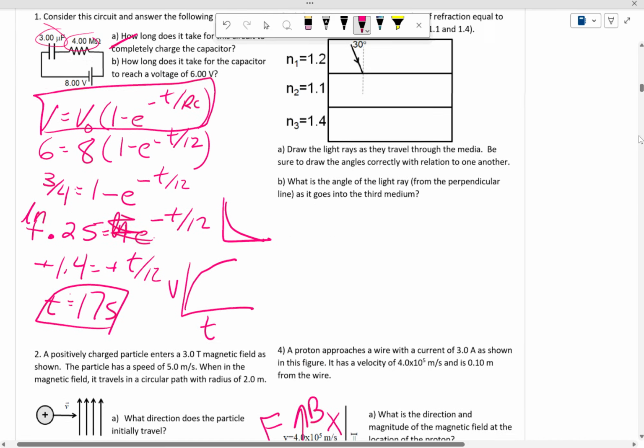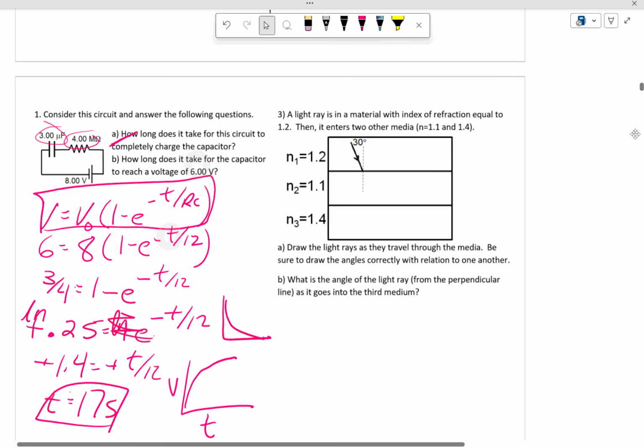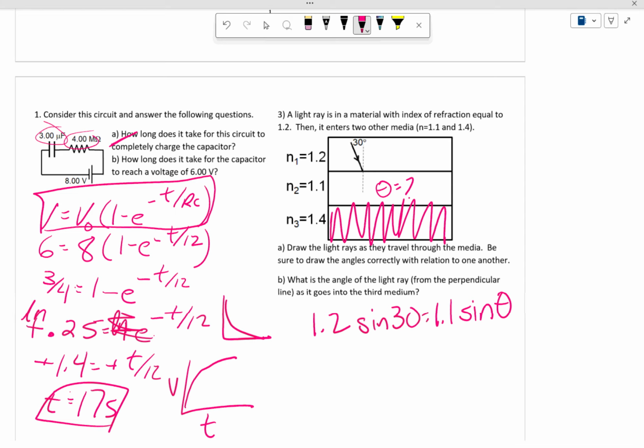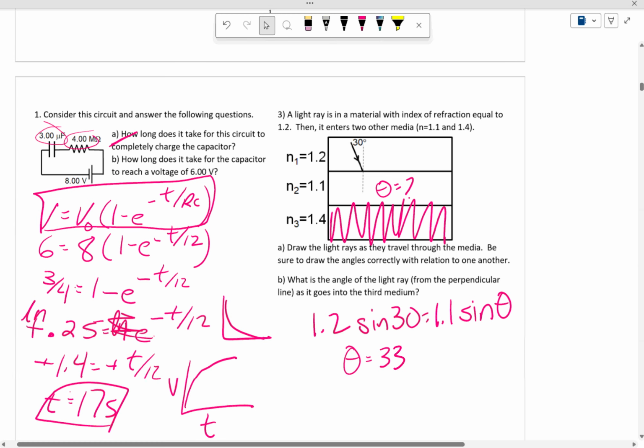Another free response would be sort of like this, except it wouldn't have this medium, and I would just be asking what is this angle here, in which case I would say 1.2 times sine of 30 equals 1.1 sine of theta, and solving that for theta. See, 1.2 sine of 30 is 0.6 divided by 1.1. I get 0.55, and the inverse sine of 0.55 is 33 degrees. So theta would be 33 degrees.